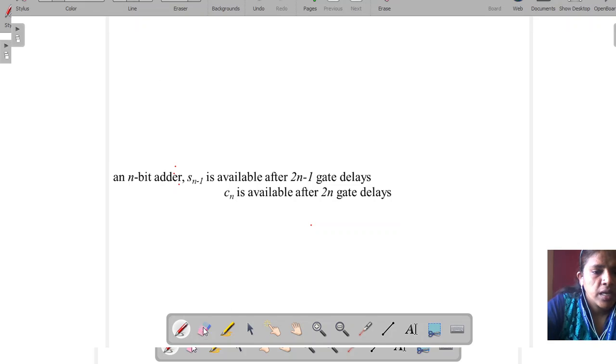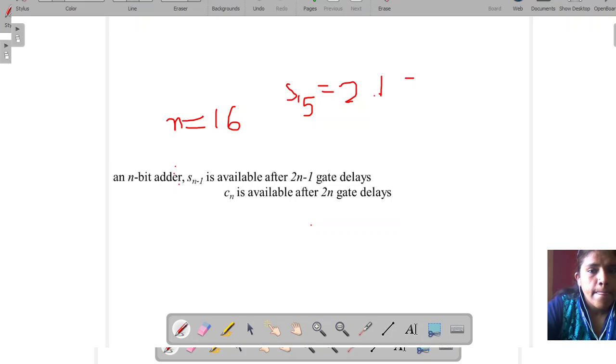For any bit generation, let us say n is equal to 16. That means you are designing a 16-bit adder. The last sum bit is S15, which is n minus 1, that is 16 minus 1, which is 15. S15 is obtained in 2 into 16 minus 1 gate delays. So 2 times 16 is 32, minus 1, you need 31 gate delays in order to obtain the final sum bit of the 16-bit adder.